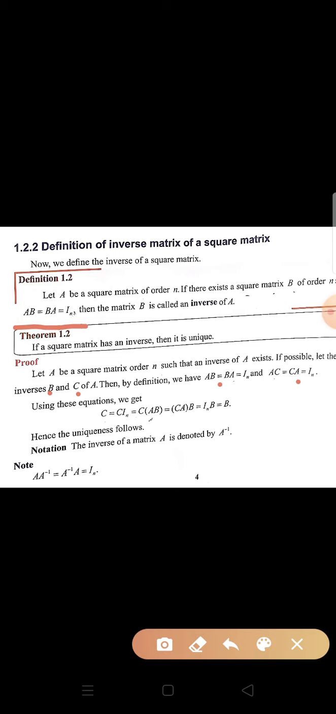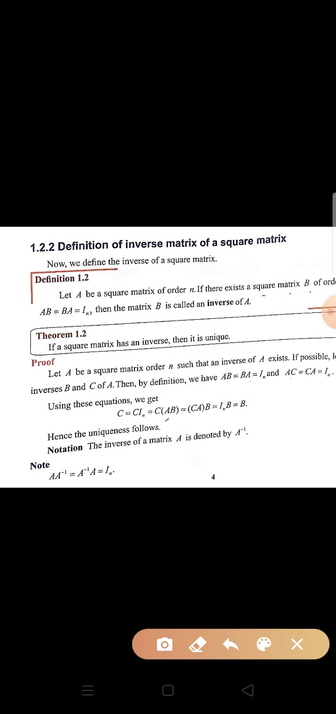Okay. First we take C. C is equal to C into In. We are multiplying the matrix C by the unit matrix In, so that we get the answer C. Now we substitute for In. For In, we substitute AB. Where is AB? Here. AB is equal to BA is equal to In. Now we substitute for In, AB. C into AB.